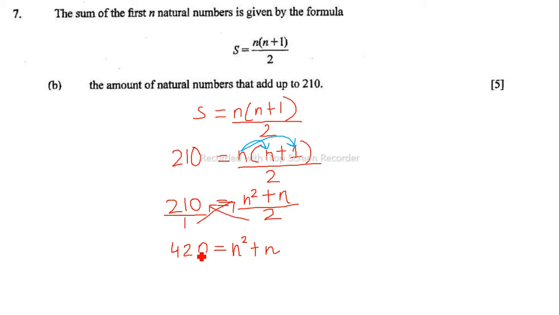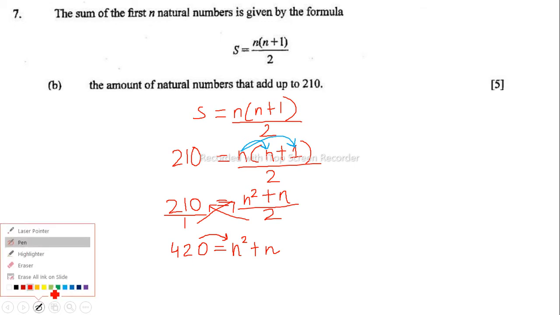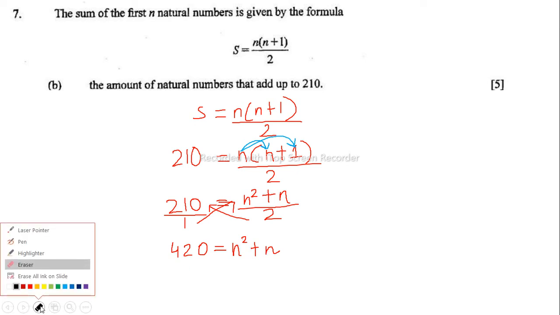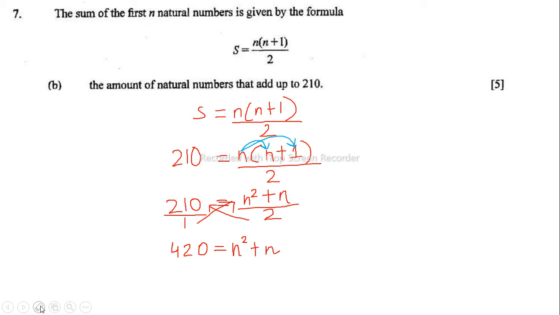Now, at this point we could send 420 over the equal sign. It's going to sound weird, but trust me on this one. And that's why this was a 5 point question, because what type of equation is this? It can't be linear. Why can't it be linear? Quadratic, yes, because the highest power of the variable is 2. So it's a quadratic equation.